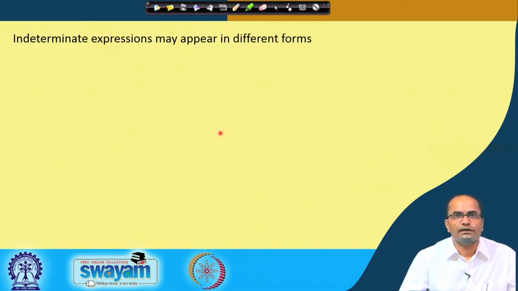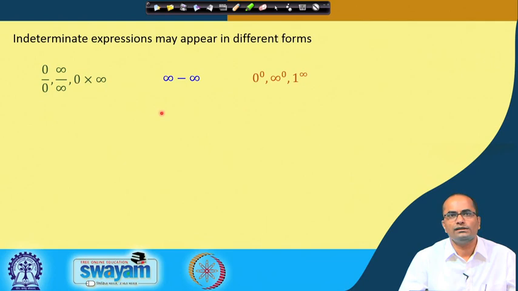So, what are these indeterminate expressions? They may appear like 0 by 0, which we have just seen. The other possibility is that the numerator and denominator both are infinity, so we have the form infinity by infinity, or 0 into infinity. There are other indeterminate forms like infinity minus infinity, or in these exponent forms 0 power 0, infinity power 0, or 1 power infinity. All these are indeterminate forms, and we do not know the value of, for example, infinity power 0, 1 power infinity, or infinity minus infinity.